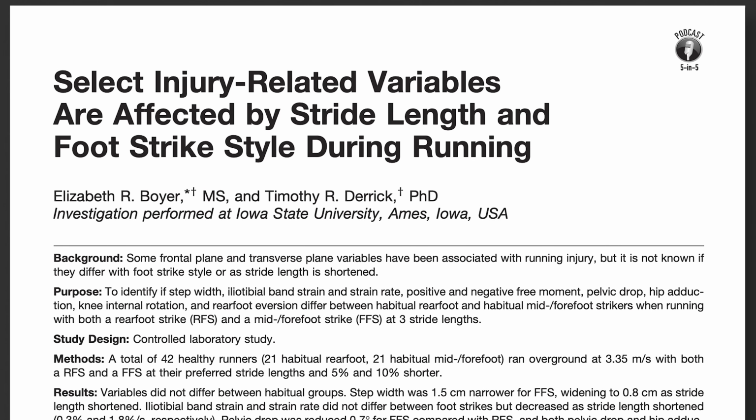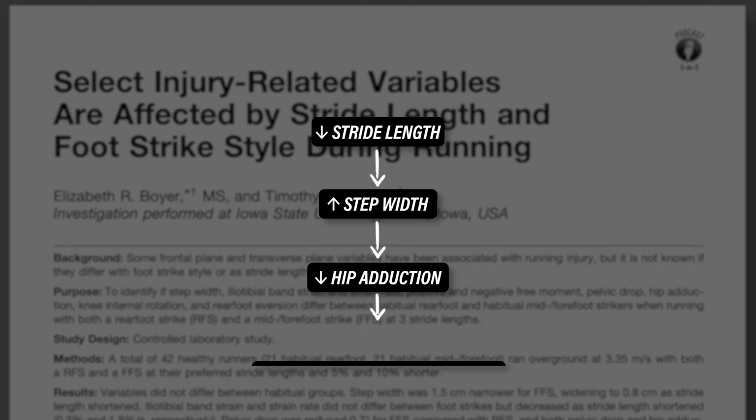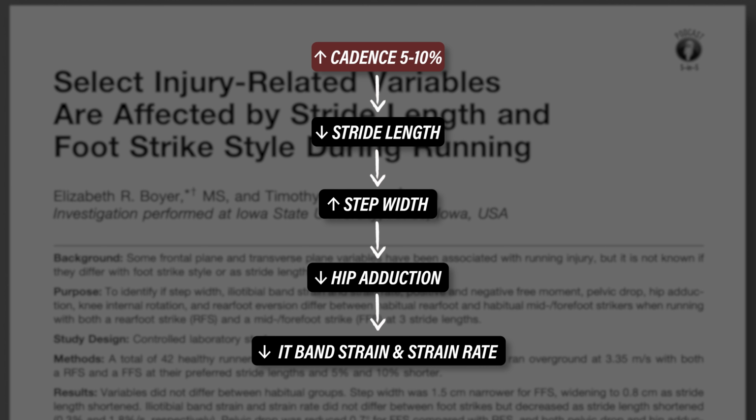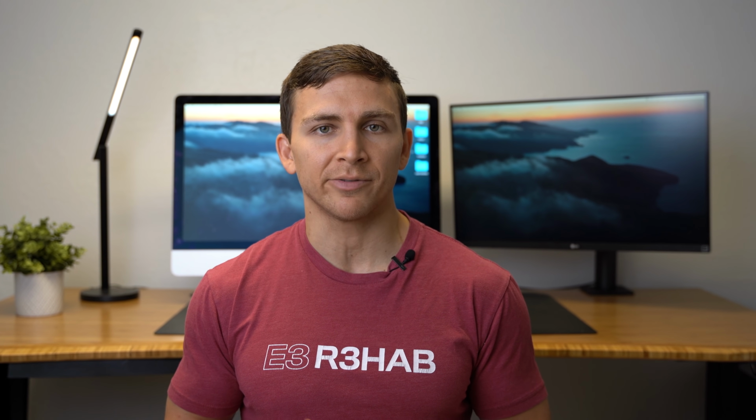Finally, a study by Boyer et al. in 2015 reported that shortening your stride length leads to a wider step width and less hip adduction, as well as decreases in both IT band strain and strain rate. Therefore, a simple strategy to potentially decrease the load on your knee while running is to increase your cadence by 5 to 10%, which will shorten your stride length, increase your step width, decrease your hip adduction, and decrease IT band strain and strain rate. This can be done by using the features on your Garmin watch or an app on your phone.